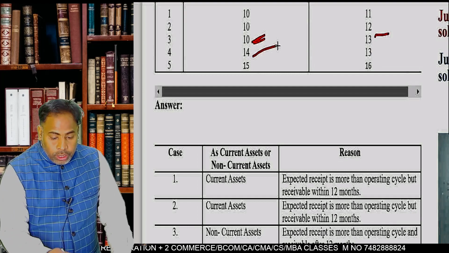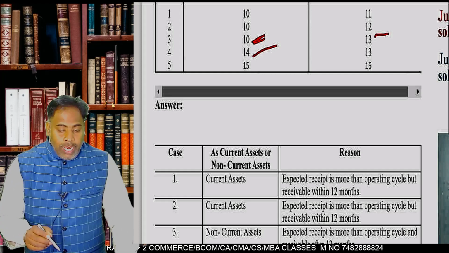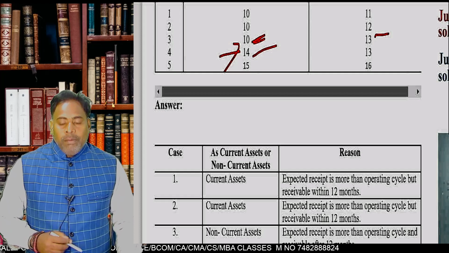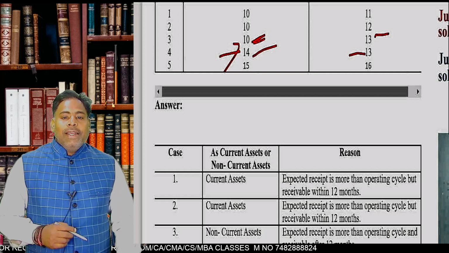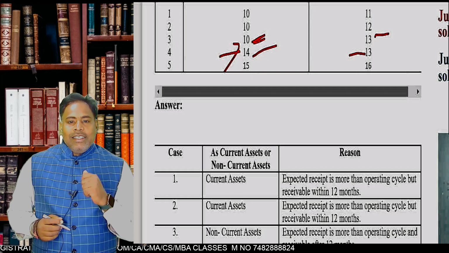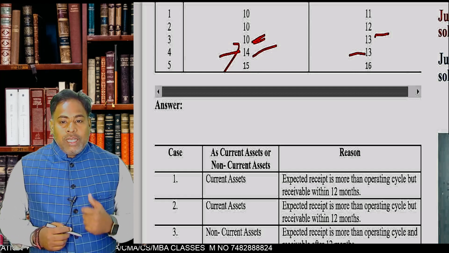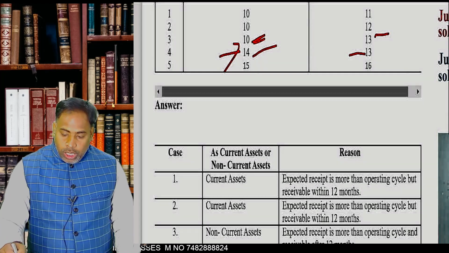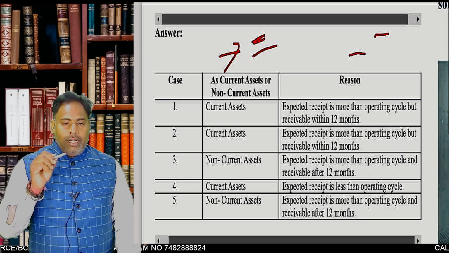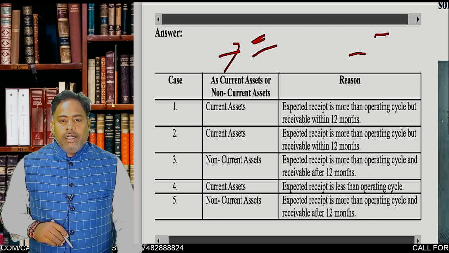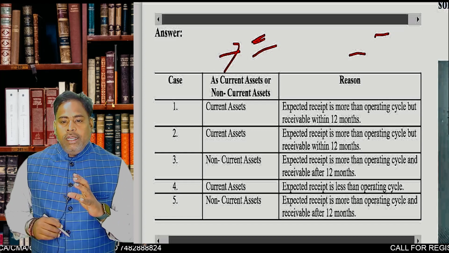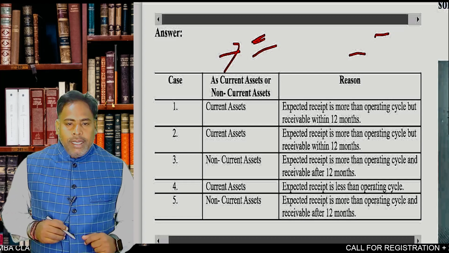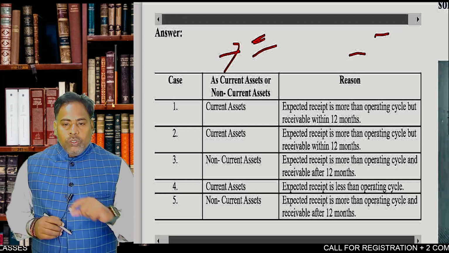Whereas in case 4, the operating cycle is 14 months, but you receive within 13 months. That means the expected period is less than the operating cycle. So it is not a non-current asset, it will be a current asset, because the expected receipt is less than the operating cycle. So this is a current asset.